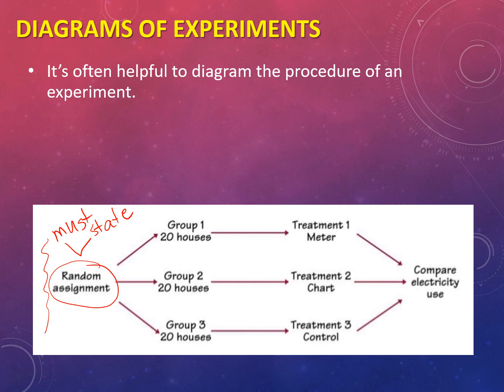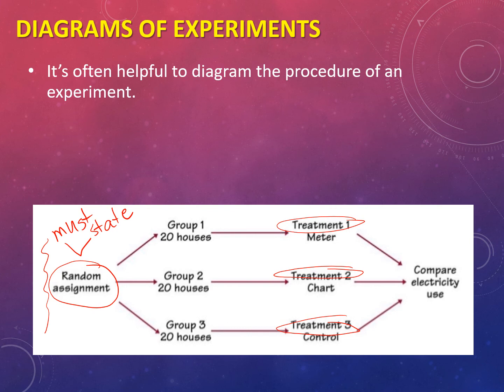And then within each group, they get some sort of treatment. So this is treatment 1, treatment 2, and treatment 3. These are the things that I'm changing. For one of them, my treatment has to do with what's going on with their meters. The other one is what's going on with the chart of their output, and then something about a control, which we will talk about later.